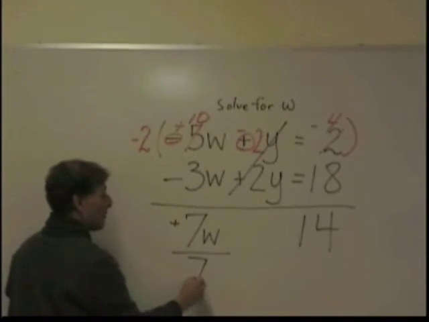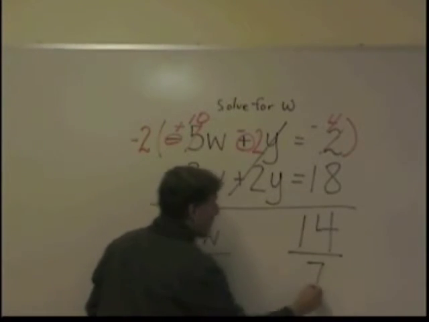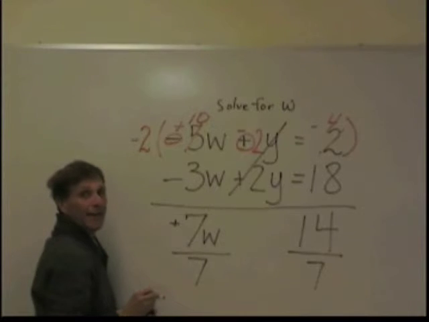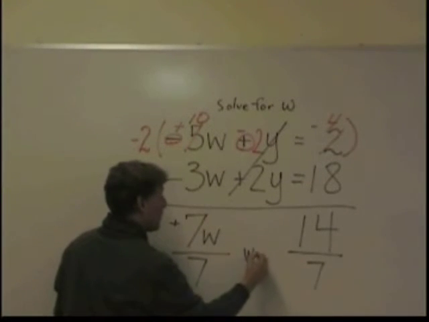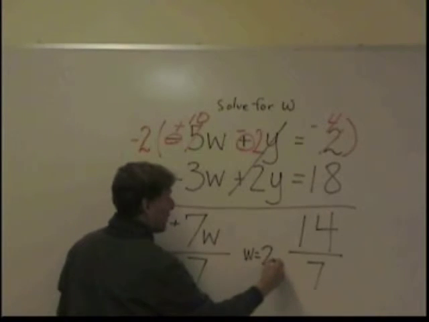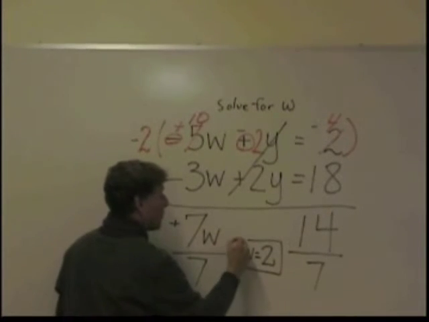Now I just simply solve, so I divide both sides by 7, and I get my answer. W equals 14 divided by 7, which is 2.